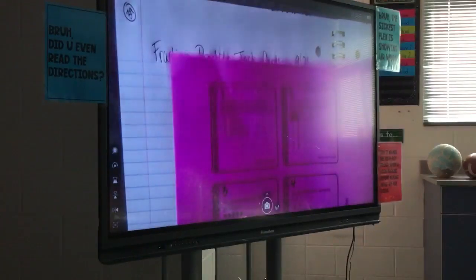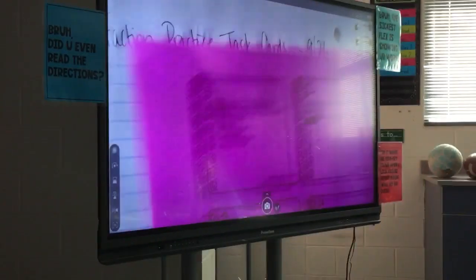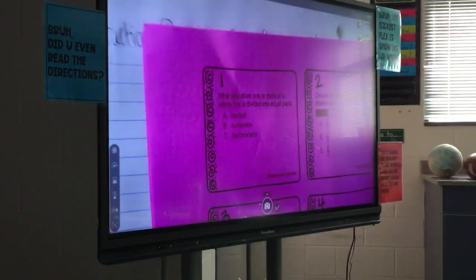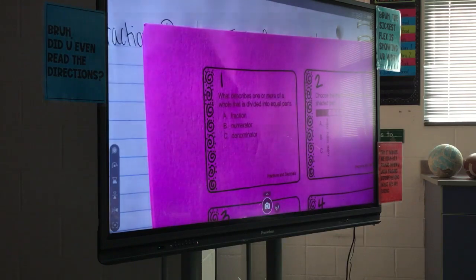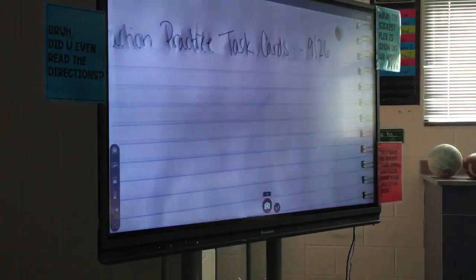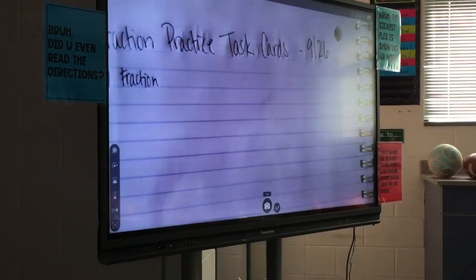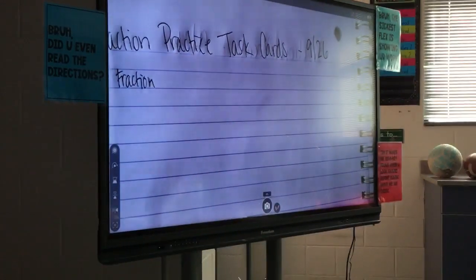So if I'm looking at these task cards, for number 1, it says, what describes one or more of a whole that is divided into equal parts? Well, if you look back at your notes, that's the very first thing we talked about, right? So is it a fraction? Is it a numerator? Or is it a denominator? Silas, it is a fraction. So everybody, your number 1 answer is fraction. A lot of these are not going to be math. It's more trivia, just a review, getting your mind right.